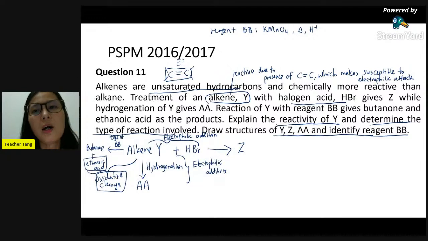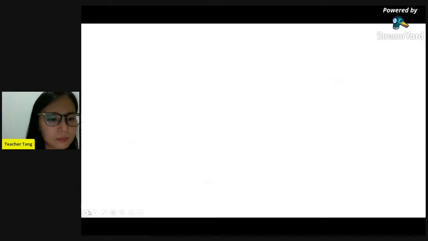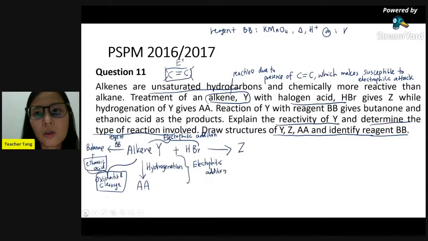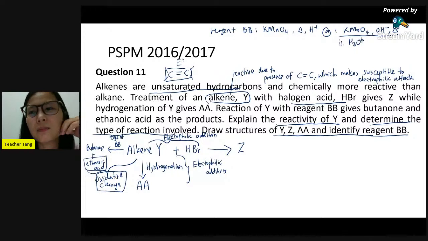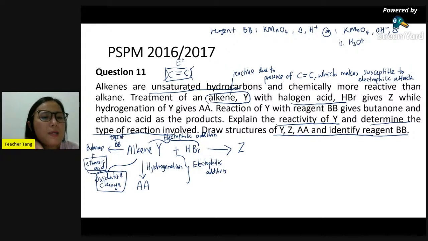Or sometimes some of the books they also write it in two steps. So also write it like this. Dia prepare the solution dalam alkaline solutions dulu. In step number 2 baru acidifiedkan dia. So it's the same thing. So that is your reagent BB. So bagi kamu butanone dengan ethanoic acid.